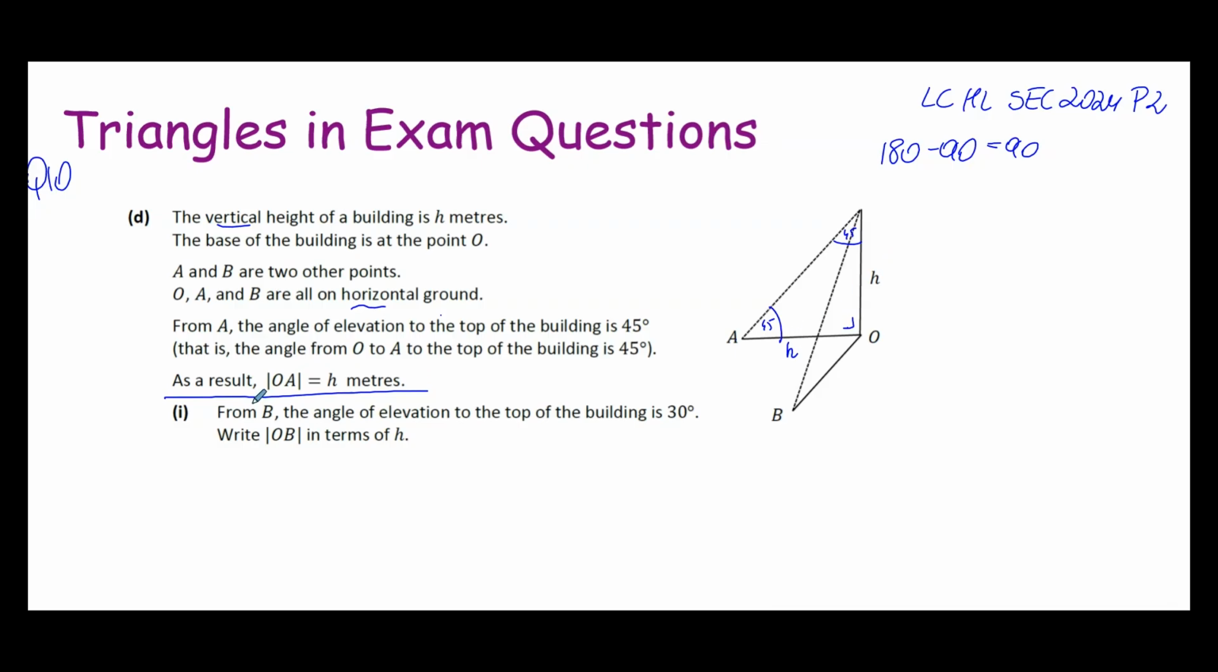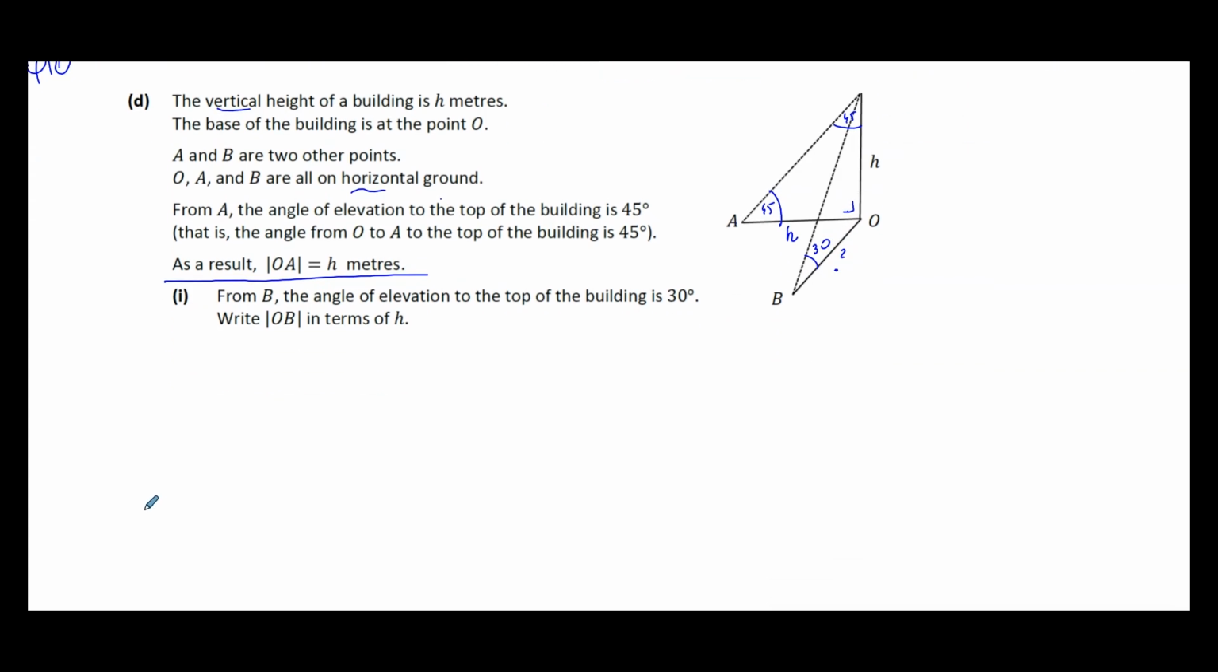Okay, from B, the angle of elevation to the top of the building is 30. So this angle here is 30. And therefore, we have to write OB in terms of h. Now, I'm going to draw that triangle again, right angle, so that we can see: that's my B, that's my O, that's the top of the building, that is h, that is 30.